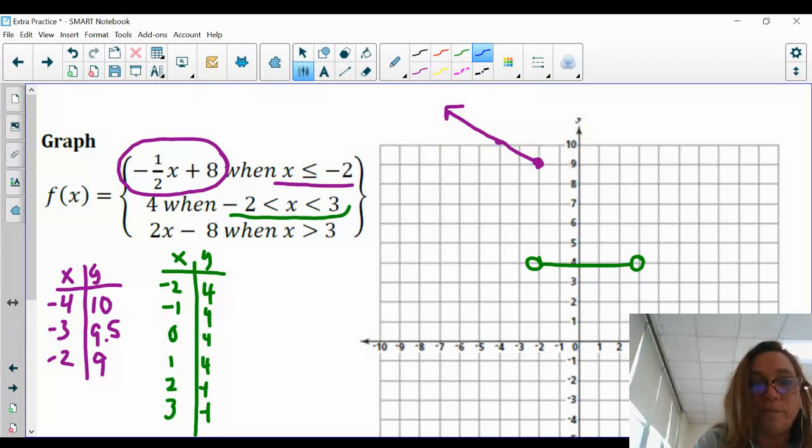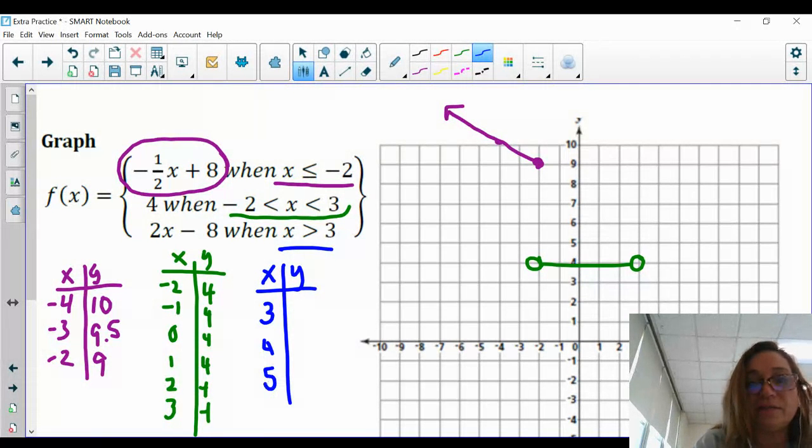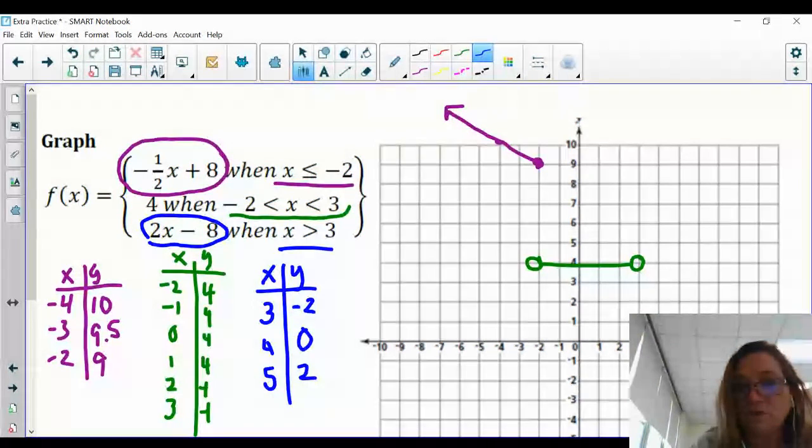All right, so I'm going to go blue. So x is greater than 3, so 3, 4, and 5. And now this is interesting because 3 is not included anywhere. And then here's the function. It's -2, 0, 2. -2, another open circle. And extend through and create an arrow.